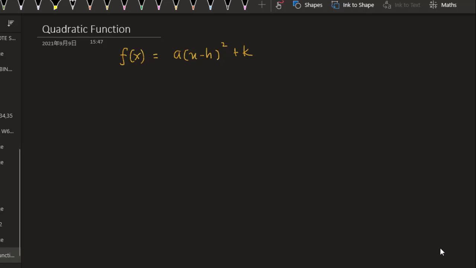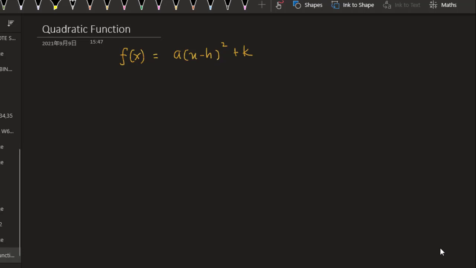Hello everyone. Today I would like to record a short video about how to find the domain and range for the quadratic function and also the graph sketching. So let's recall the quadratic function, because this part involves finding the range. It means the y values: starting with what number, ending with what number.